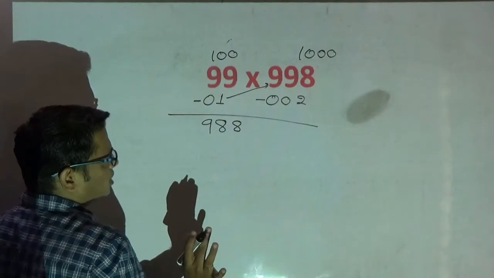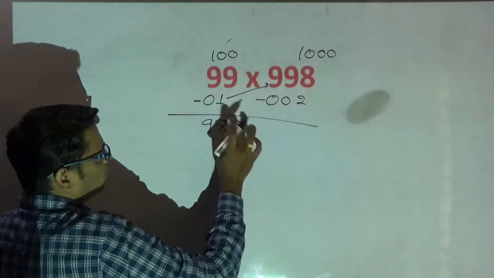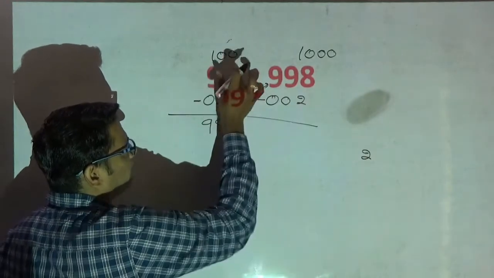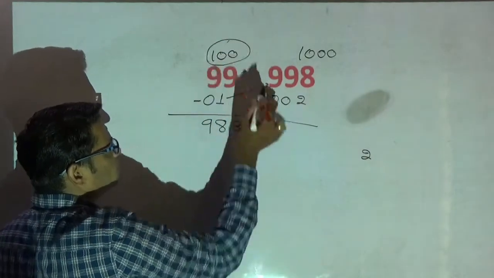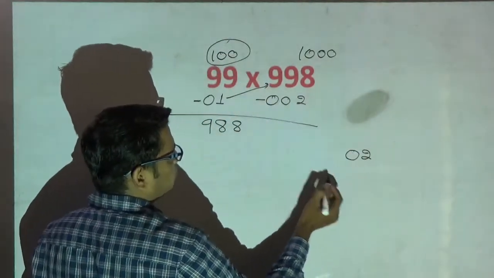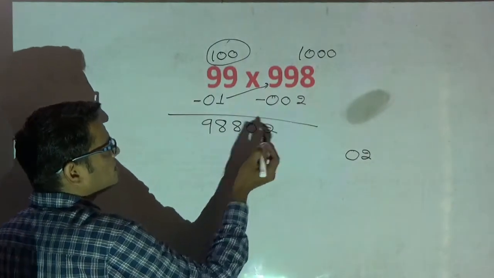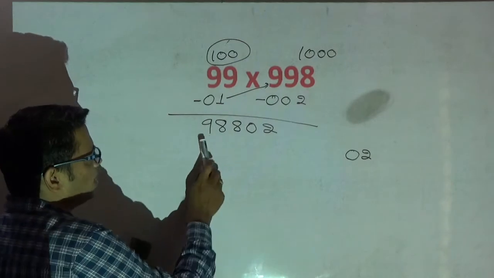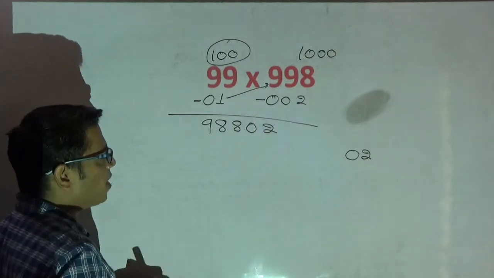Then, 2 into 1 is what? 2. Minus into minus is plus. But 100 has how many 0s? 2 zeros. Therefore, I will write 02. I will write it here. The answer for this example is 98802. Hope you have understood.